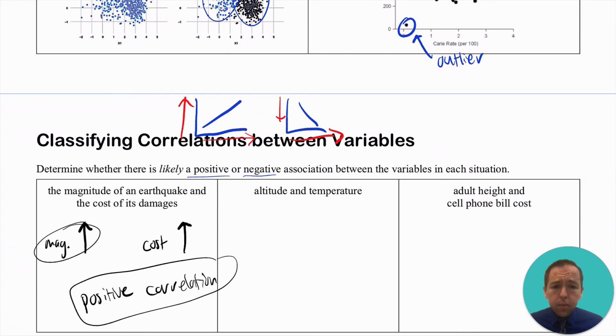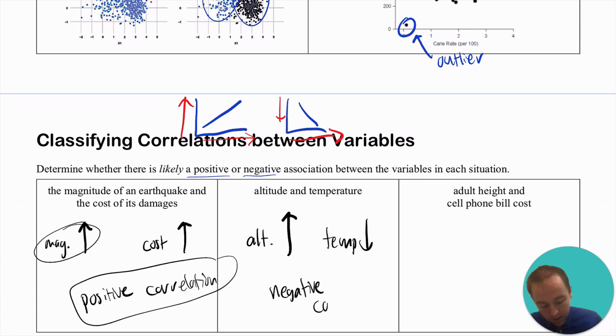In the second example, between altitude and temperature, altitude is really your elevation. Like if you're climbing a mountain, you're getting higher and higher. If you are increasing in altitude, what's going to happen to temperature? Well, the higher you go up on a mountain, the colder it's going to get. So the temperature is going to decrease the more you gain in altitude. Because those variables are going in different directions, this could be modeled with a negative correlation.